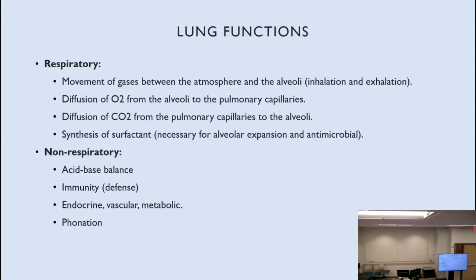Then we have endocrine functions, vascular function, the pulmonary circulation, and metabolic functions. When we think about metabolism, we always think of the liver as one of the most important metabolic organs of the body, but the lungs also have a metabolic function. For example, some medications that we take and some of the neurotransmitters that we produce are destroyed by the lung.